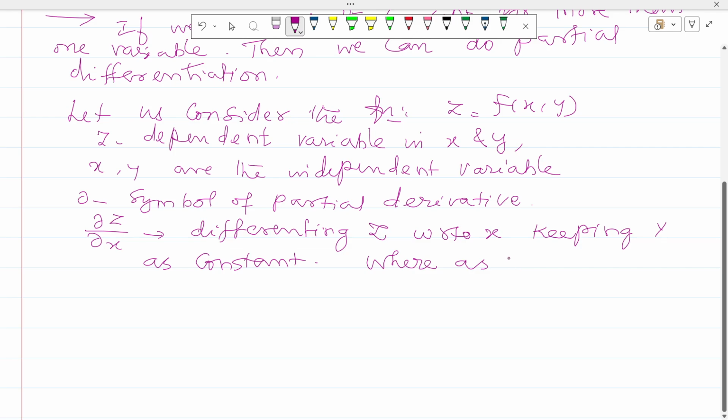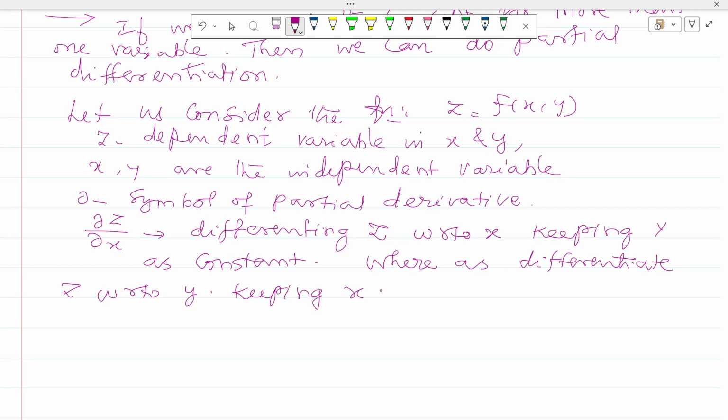Whereas if we differentiate z with respect to y, it means keeping x as constant. Okay.